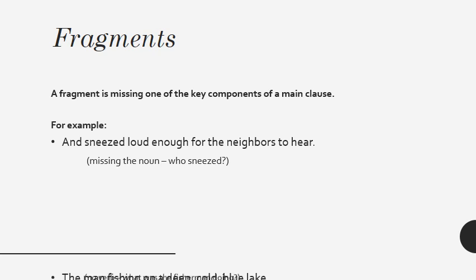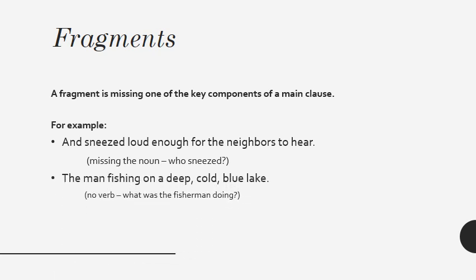Okay? Another example. The man fishing on a deep, cold blue lake and it stopped. So what does this group of words tell me about the man fishing or the fisherman? I get nothing. Can I get a complete idea or a clear idea? For sure, no. And ask yourself also, do I have a verb? What was the fisherman doing? I don't know also. So this group of words is missing a verb. So can I consider it a complete sentence?